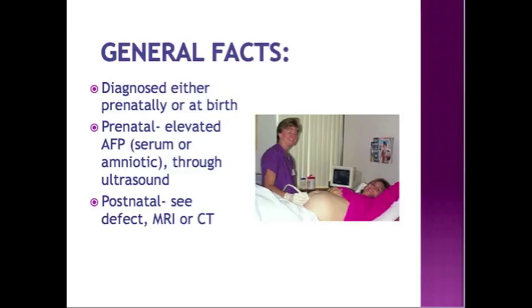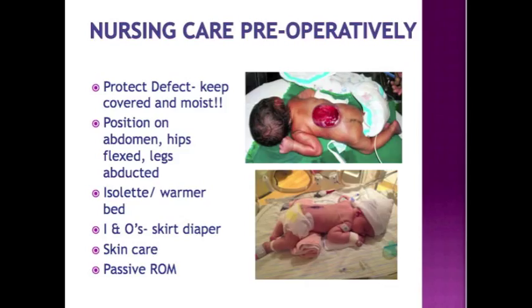Now, they can have an elevated AFP and have a perfectly healthy baby because A, maybe their dates are off, or B, maybe there's more than one person living in there. If a mother's having multiples, that would make the AFP elevated as well. And then, of course, prenatally, you would see it by visualizing the defects, or if you see a dimple or a tuft of hair or something on the back, you can do an MRI or a CT to determine if that really is a spina bifida lesion.